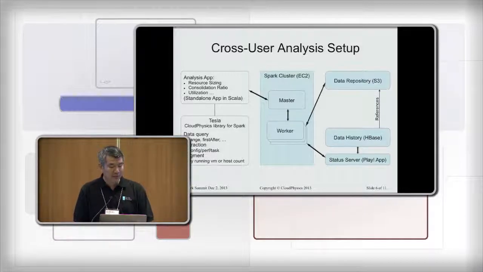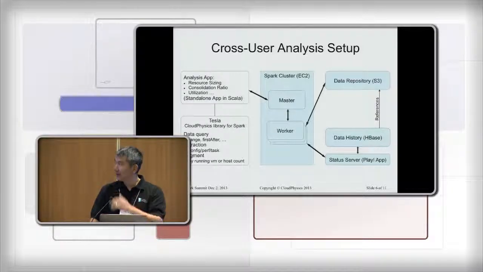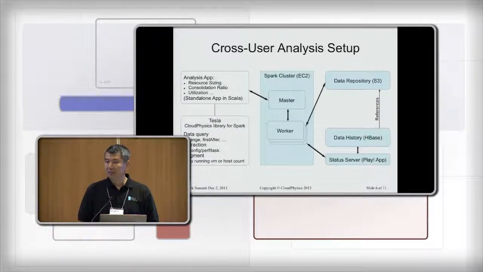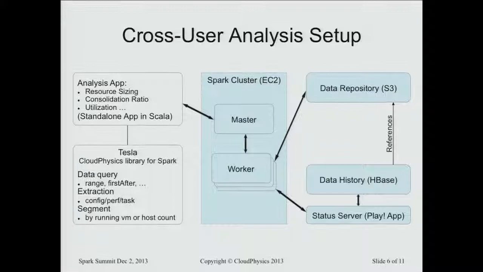So we started to build a cross-user analysis framework built on Spark from a few months ago. And this is a high-level diagram of our current setup. On the right-hand side, the data repository is the canonical copy of all the data that we collect from our users across history.